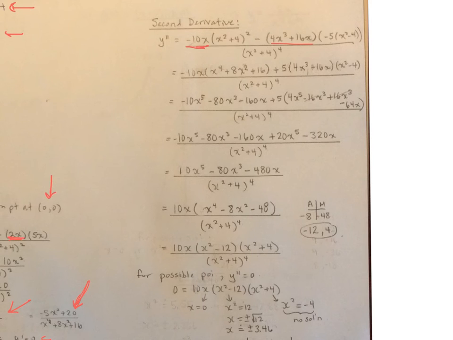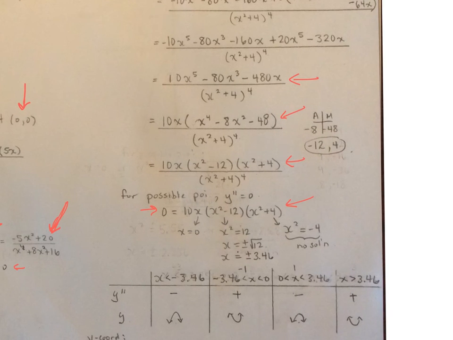Now I left this kind of in factored form to see if there was anything I could common factor, but there wasn't. So I just expanded and simplified and ended up with this, which then I worked at factoring that numerator so that when I set my second derivative equal to 0, I've got the factors here. And what I've done is I've multiplied both sides of the equation after I set it equal to 0 by the denominator to eliminate that. And I end up with my 3 possible points of inflection, one at (0, 0), one at positive 3.46, and one at negative 3.46. So the other one has no solution there.